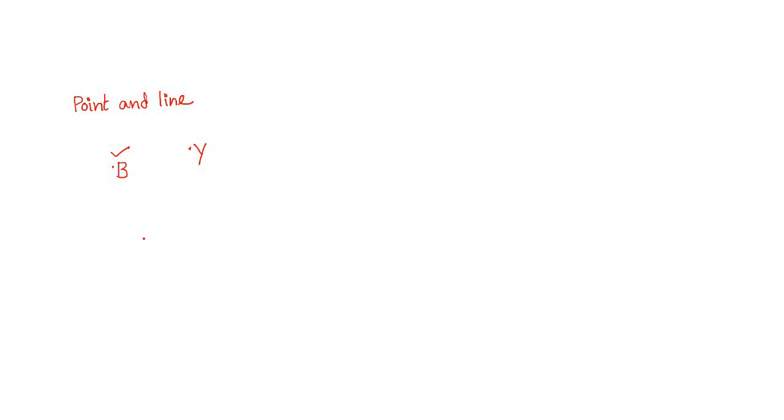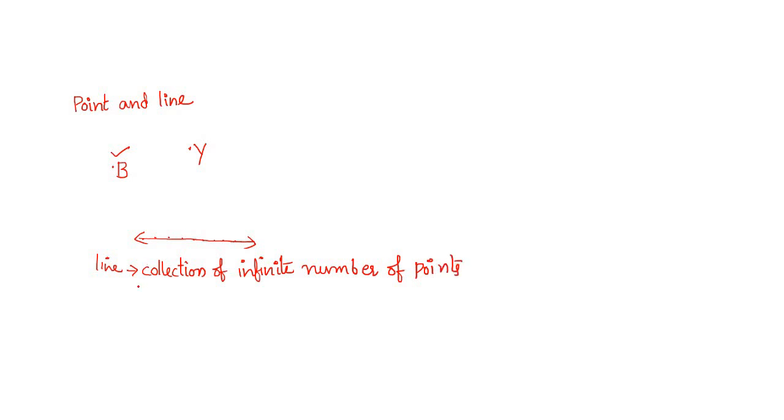What is a line, children? See this. Lines are defined as the geometrical figures formed by a collection of infinite number of points. If we join points in this way, we get a line. What is a line, children? A collection of infinite number of points is called a line.